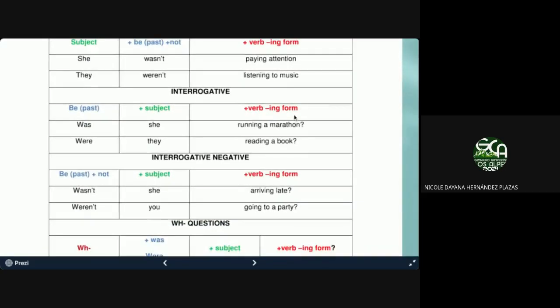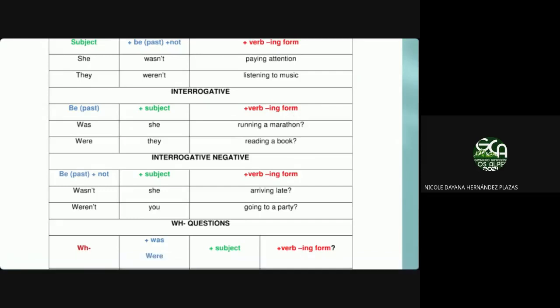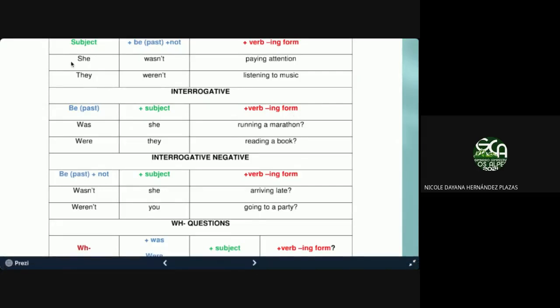Interrogative, exactly the same as I was telling to Dali. You just have to change the order. Instead of having subject, verb to be, you are going to have verb to be, subject. Can you see? Was she running a marathon? Because also verb with ing. Were they reading a book?